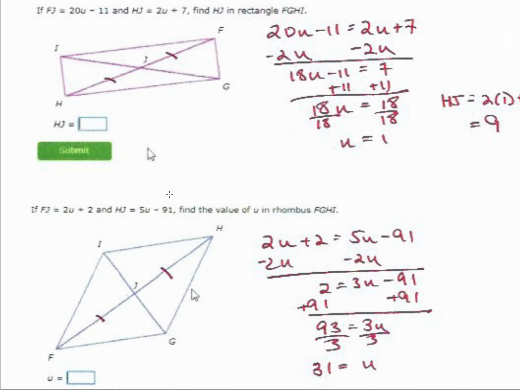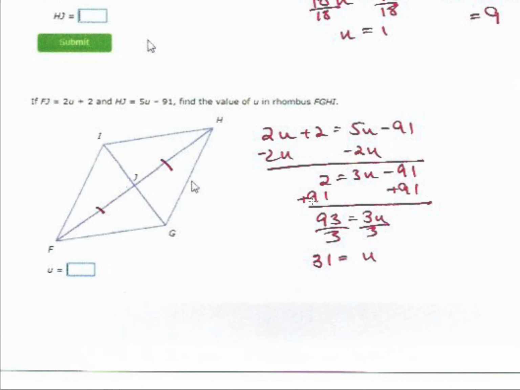Next up, again, I have diagonals bisecting each other, so HJ and FJ are going to be equal. So 20U minus 11 equals 2U plus 7. Subtracting the 2U, and then I get 18U minus 11 is 7, adding the 11 to both sides and dividing by the 18, and I get U is 1. So what do I need for HJ? HJ is 2 times 1 plus 7, and that's going to work out to be 9. Oh, what are they asking for?